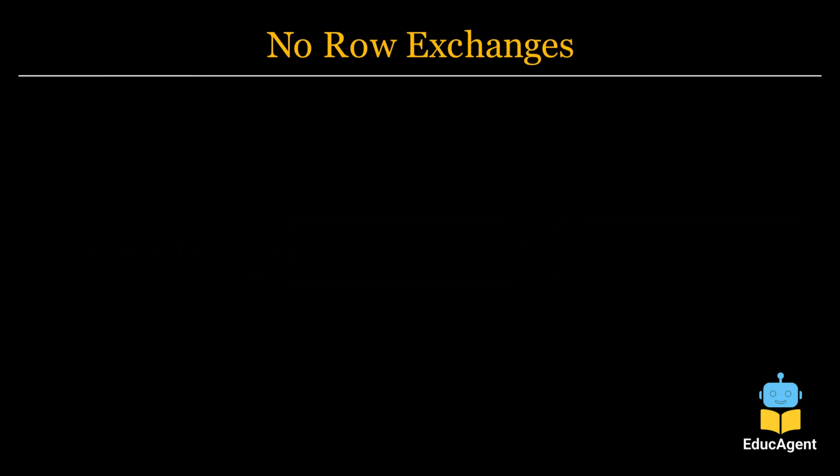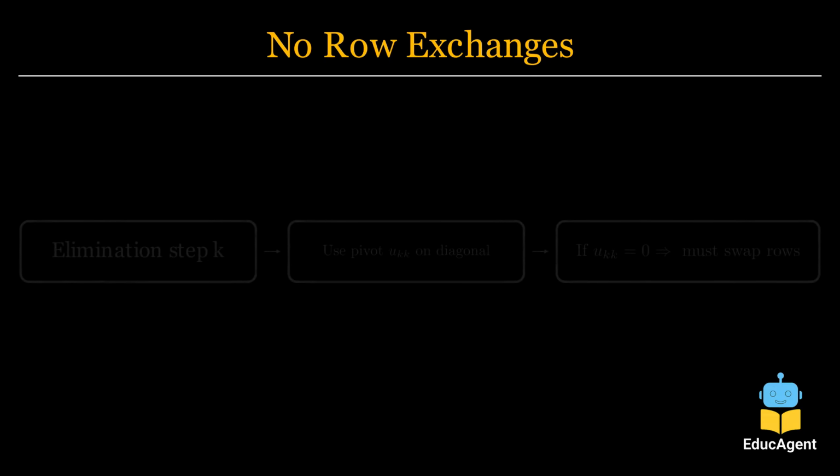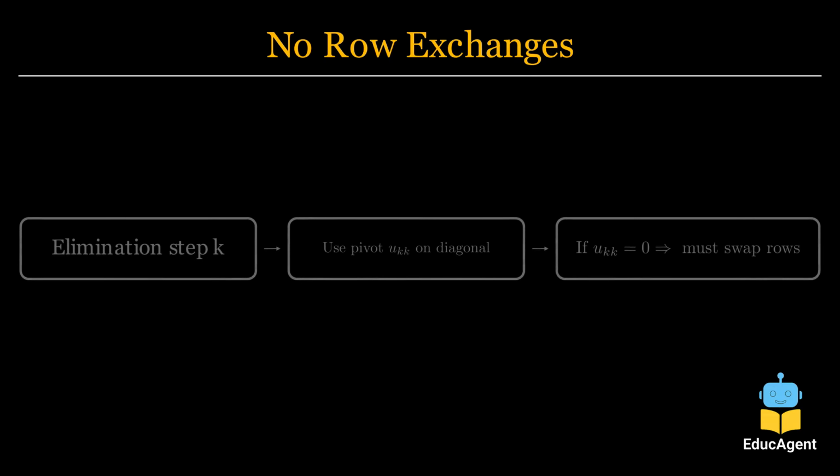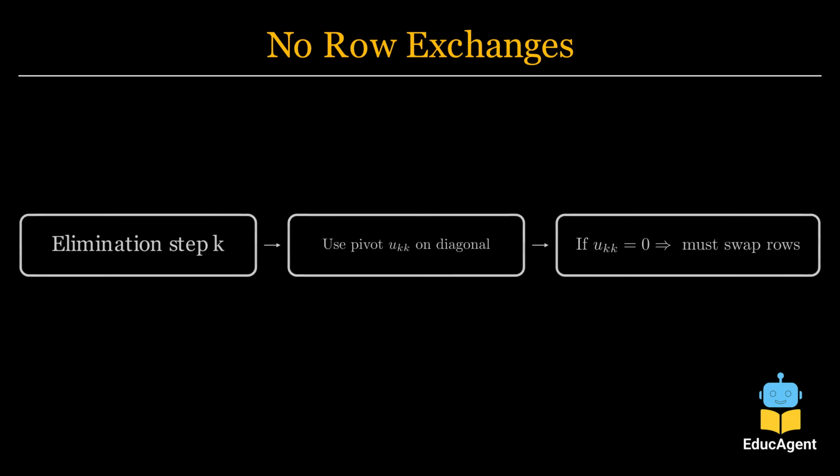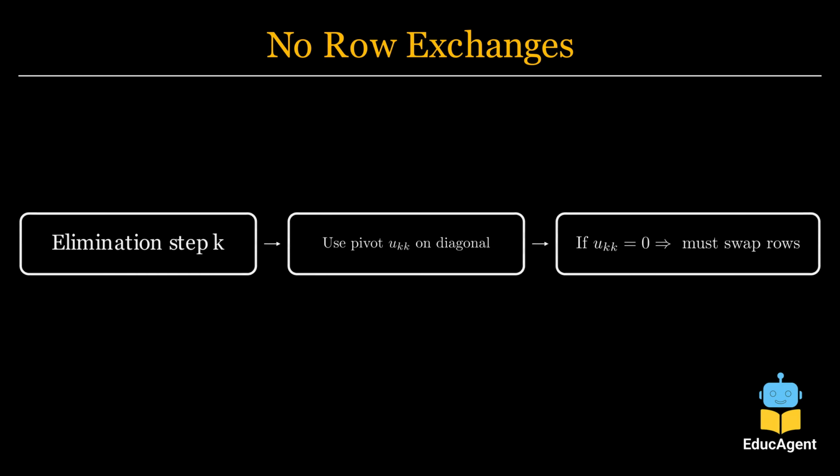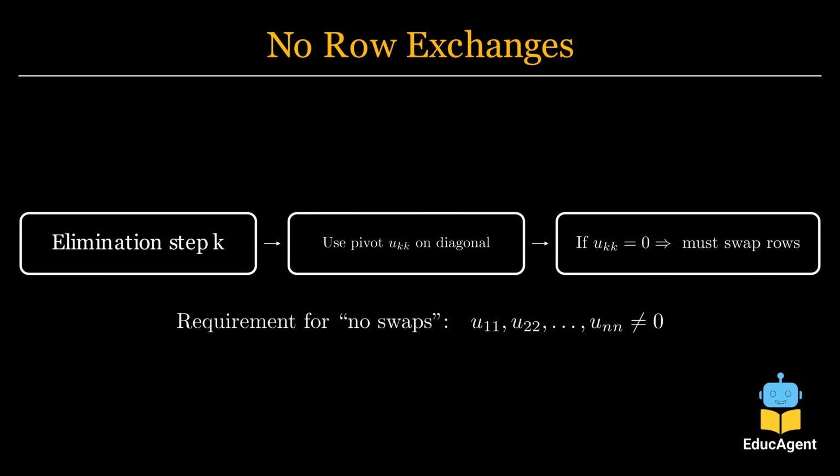No row exchanges means each step of elimination uses the diagonal entry U_KK as the pivot. If that pivot ever becomes 0, the algorithm must swap rows, or it stops. These diagonal entries of U are exactly the pivots. Keeping them all non-zero is the whole game.